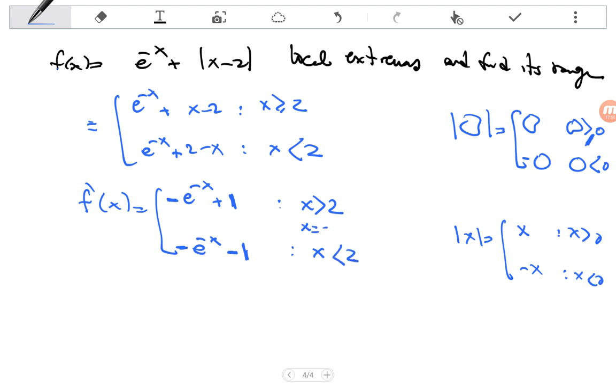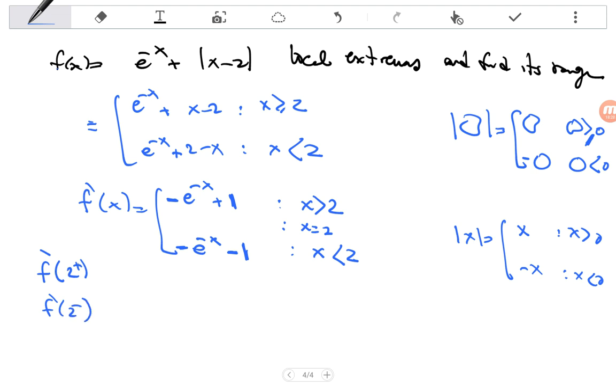What about the point x equals 2? Now, the function itself was continuous at that point. But when we find the derivative, it may not be continuous, or it may not exist. Why? Let's check. How would I check the derivative at x equals 2? I will just find f dash of 2 plus and find f dash of 2 minus.